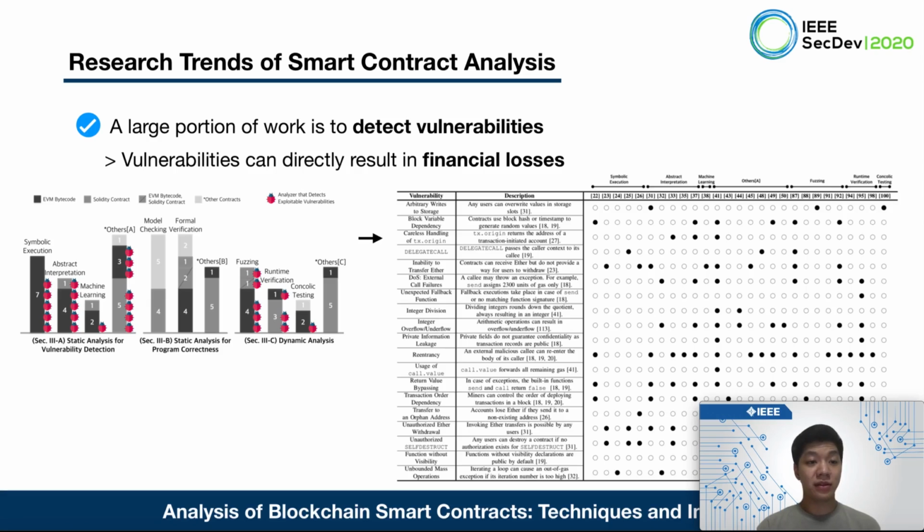The last one is that a large portion of work is to detect vulnerabilities, following the fact that smart contract vulnerabilities are directly related to financial losses. In the left figure, a ladybug indicates that an analyzer has targeted exploitable vulnerabilities that we have seen in the previous slide. And the right figure shows which analyzer has detected which exploitable vulnerability. While different analyzers have targeted different vulnerabilities, reentrancy has received the most attention.